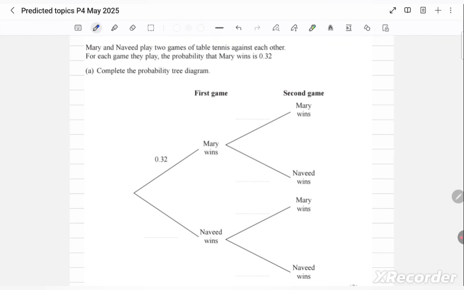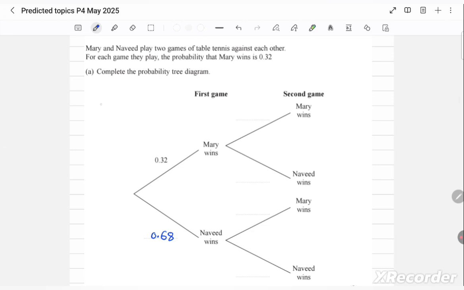So if Mary wins with 0.32, it means if she loses, or if Naveed wins, it's 0.68. Because anyway you should know that the sum, or the total, of probabilities usually equals 1. So the sum should equal 1.